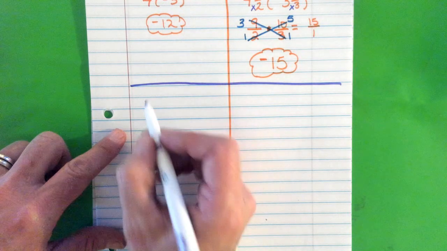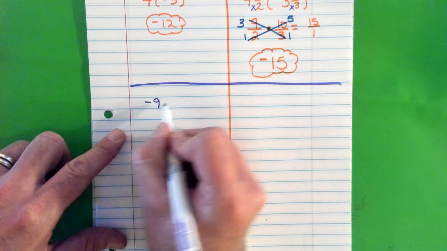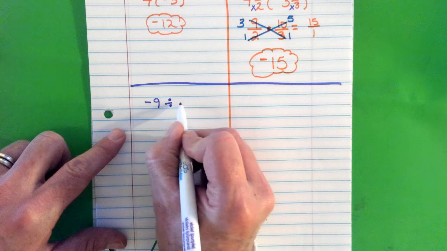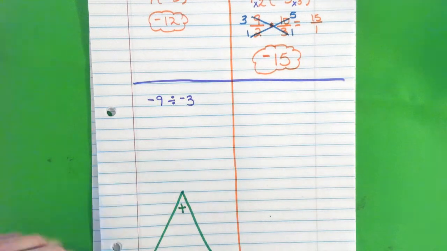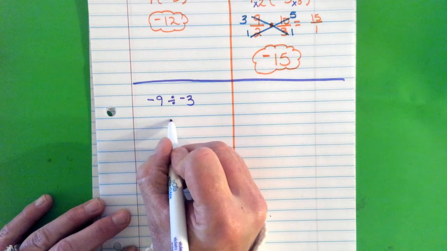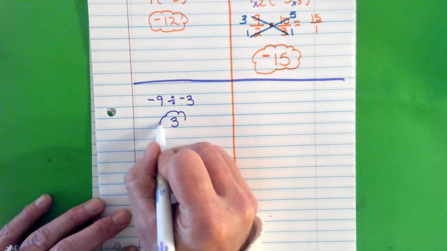Let's get going. What is negative 9 divided by negative 3? What's a negative divided by a negative? Positive. What's 9 divided by 3? So the answer is 3.